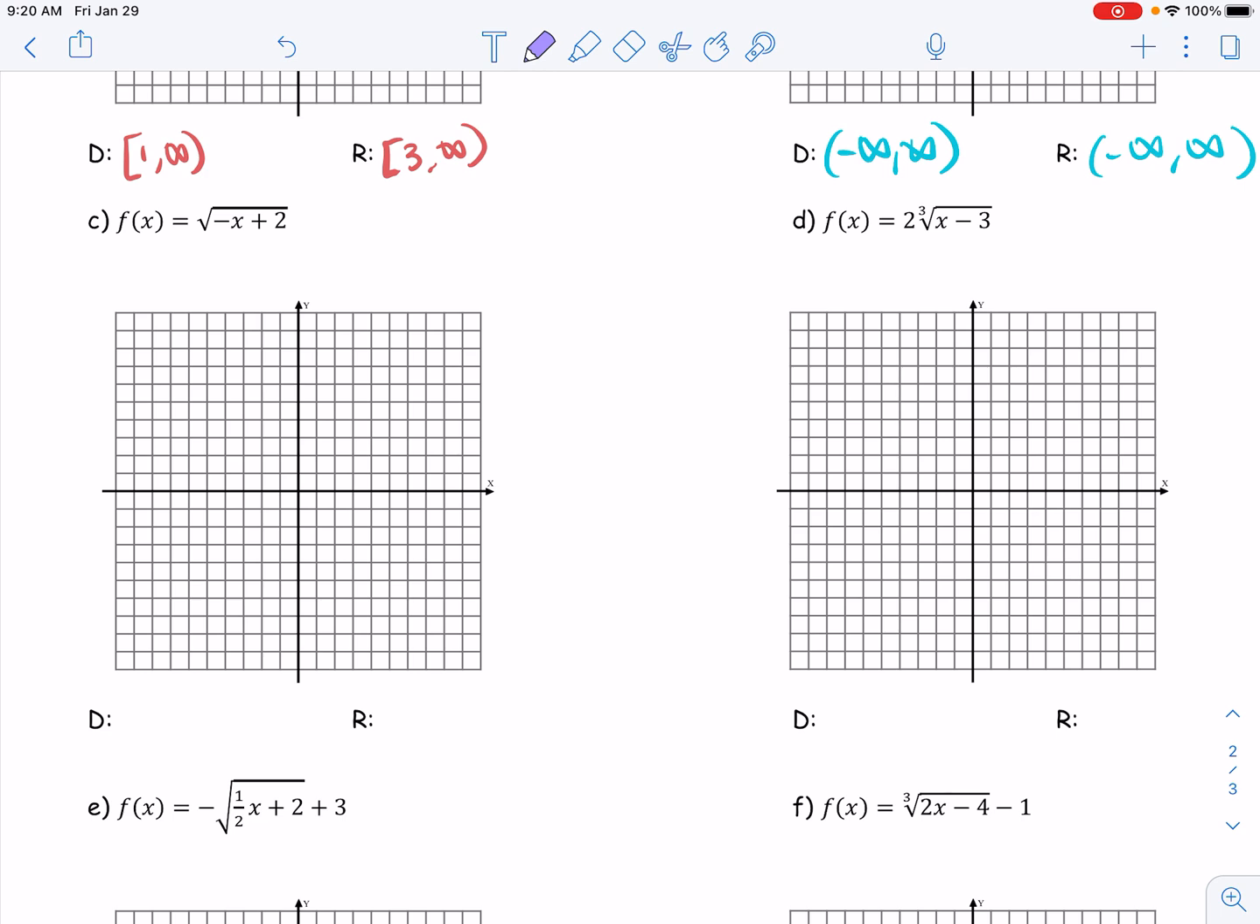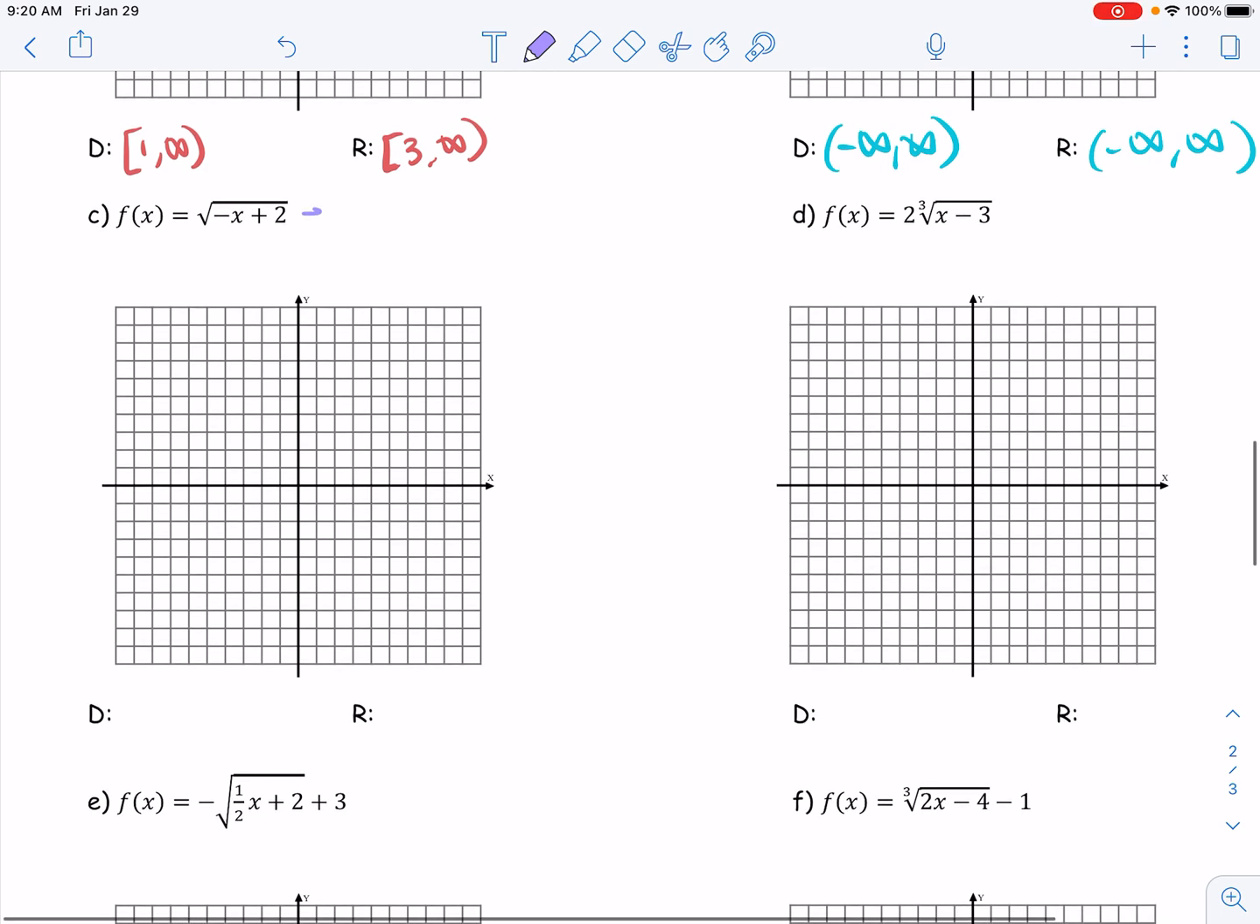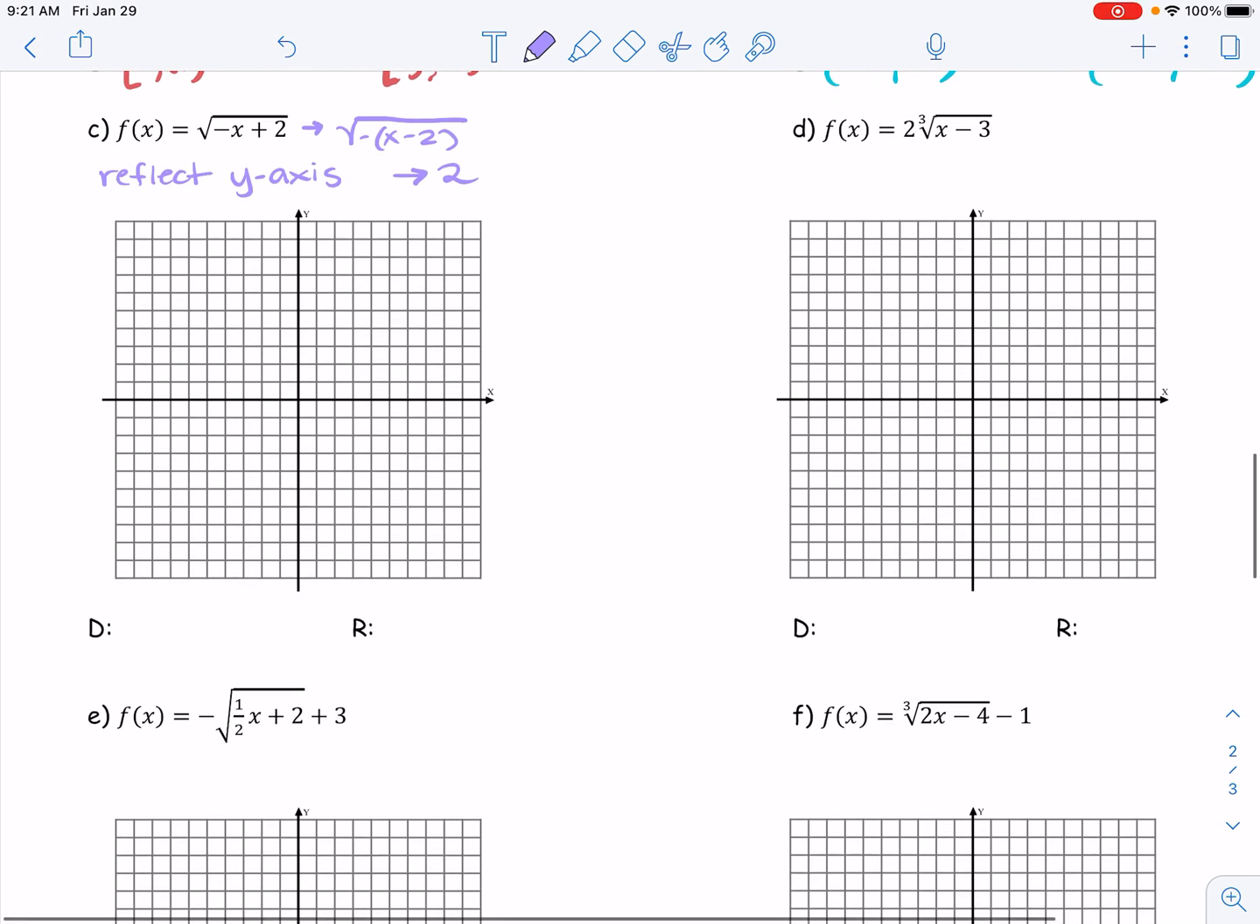Remember in C, we see a negative x plus 2 underneath that radical. Well, we need to factor out that negative, so we really have negative x minus 2. That means we're reflecting over the y-axis and going to the right 2 units. So I'm going to start with that starting point of right 2 units.